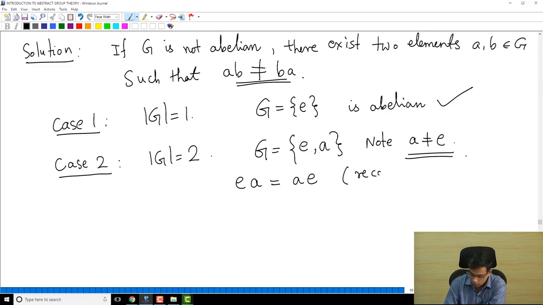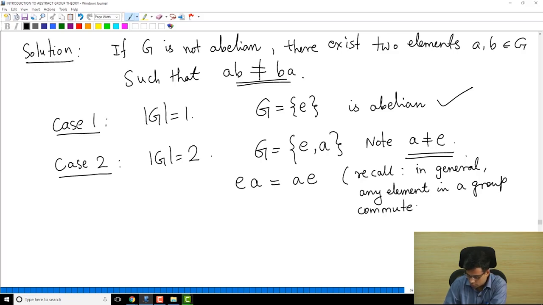So, recall that in general, any element in a group commutes with the identity element.